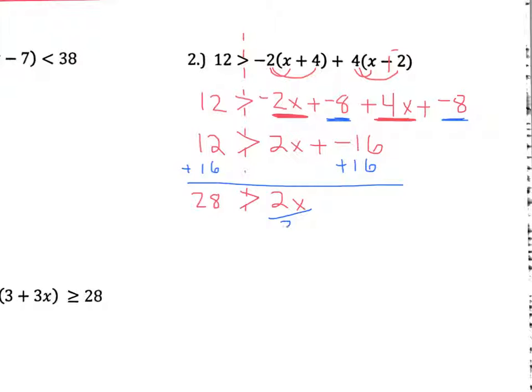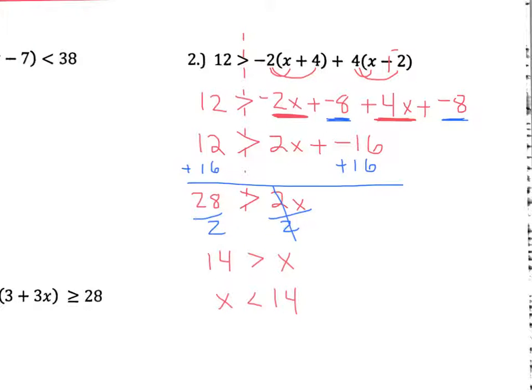Then I need to divide by 2 on both sides. 28 divided by 2 is 14, is greater than x. Okay, I would almost be done, but I'm not supposed to leave the x over here on the right. I need the x on the left-hand side. So I take this and totally reverse it. You just flip it right over. x is less than 14. You have to flip everything, including the symbol in the middle. Notice this was flipped over.